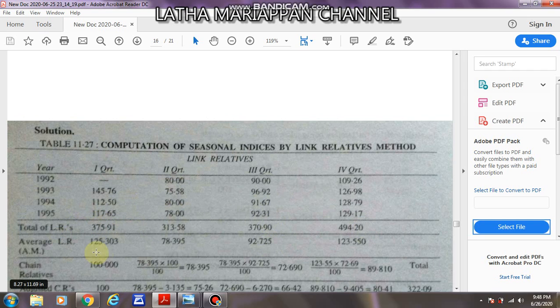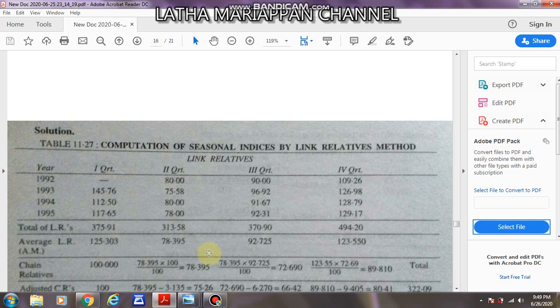Then you have to take the average. Average means based on how many years we took. 3 years, 4 years, no? So 4 years, you have to divide by 4. Similarly, this data, 313.58 divided by 4, we will get 98.395.